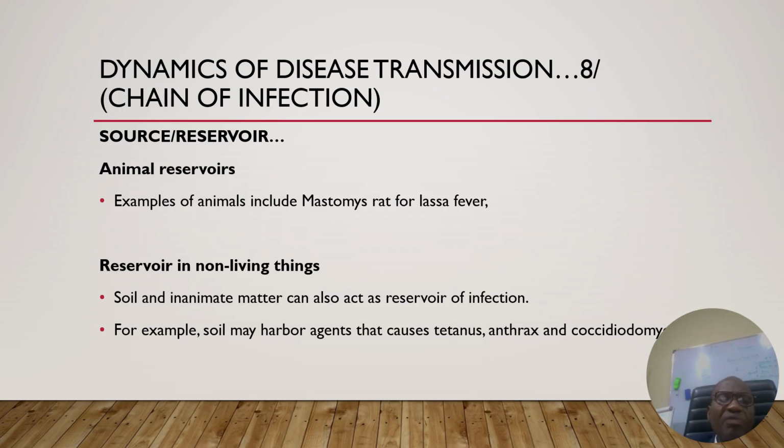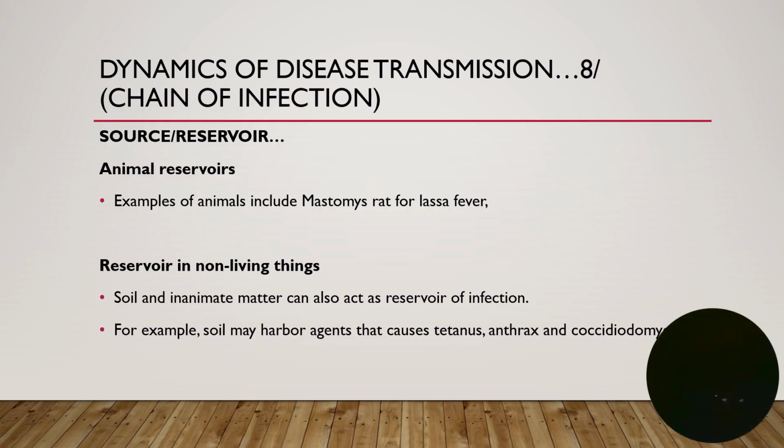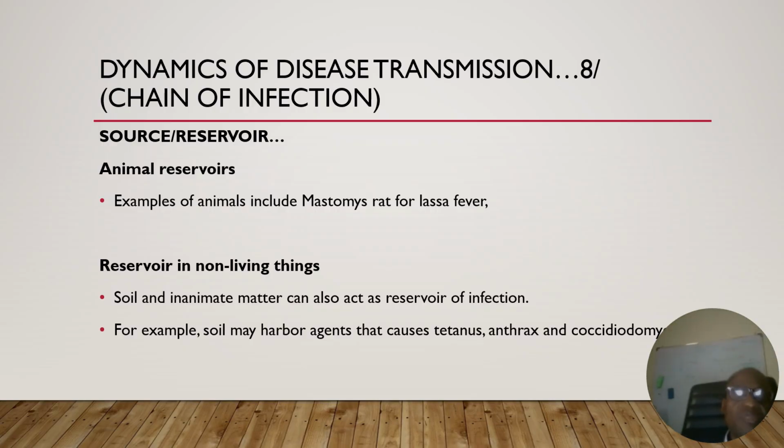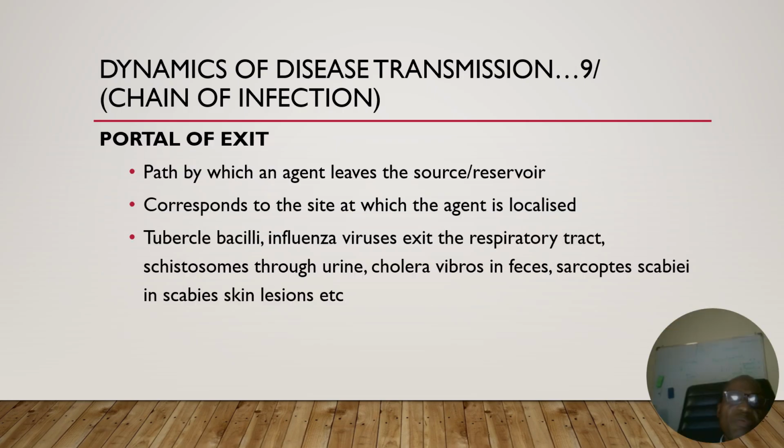For animal reservoirs, examples include the Mastomys rat for Lassa fever. Then you also have reservoirs in non-living things, such as the soil and inanimate matter, which can also act as reservoirs of infection. For example, soil may harbor agents that cause tetanus, anthrax, and coccidioidomycosis.